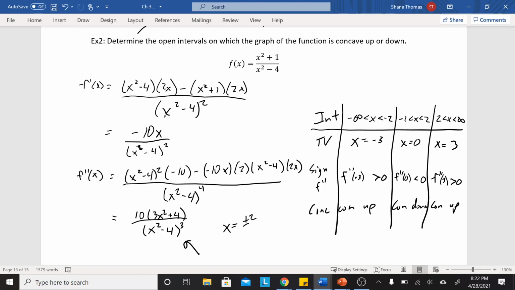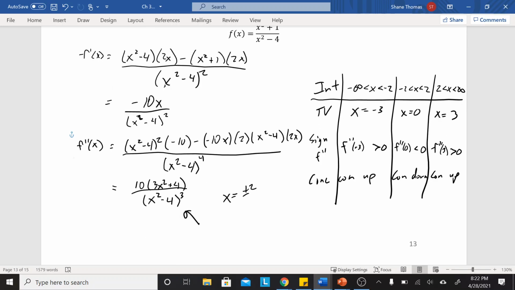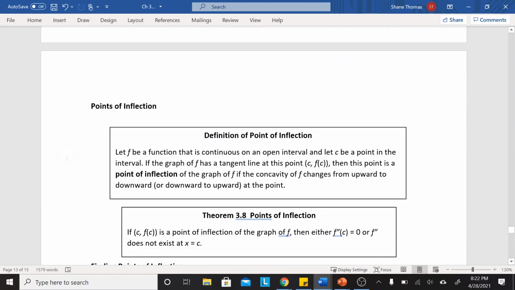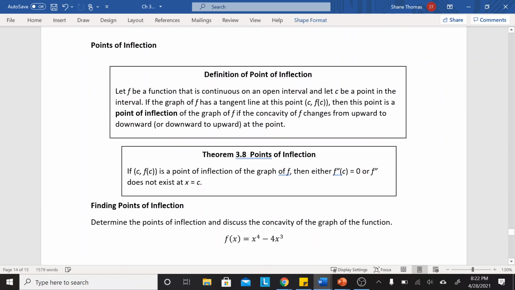All right, next thing we have is points of inflection. So points of inflection are basically where our graph changes from concave up to concave down. So here's the definition. Let f be a function that's continuous on an open interval. Let c be a point in the interval. If the graph of f has a tangent line at this point, then the point is a point of inflection of the graph if the concavity changes from upward to downward or downward to upward at that point.